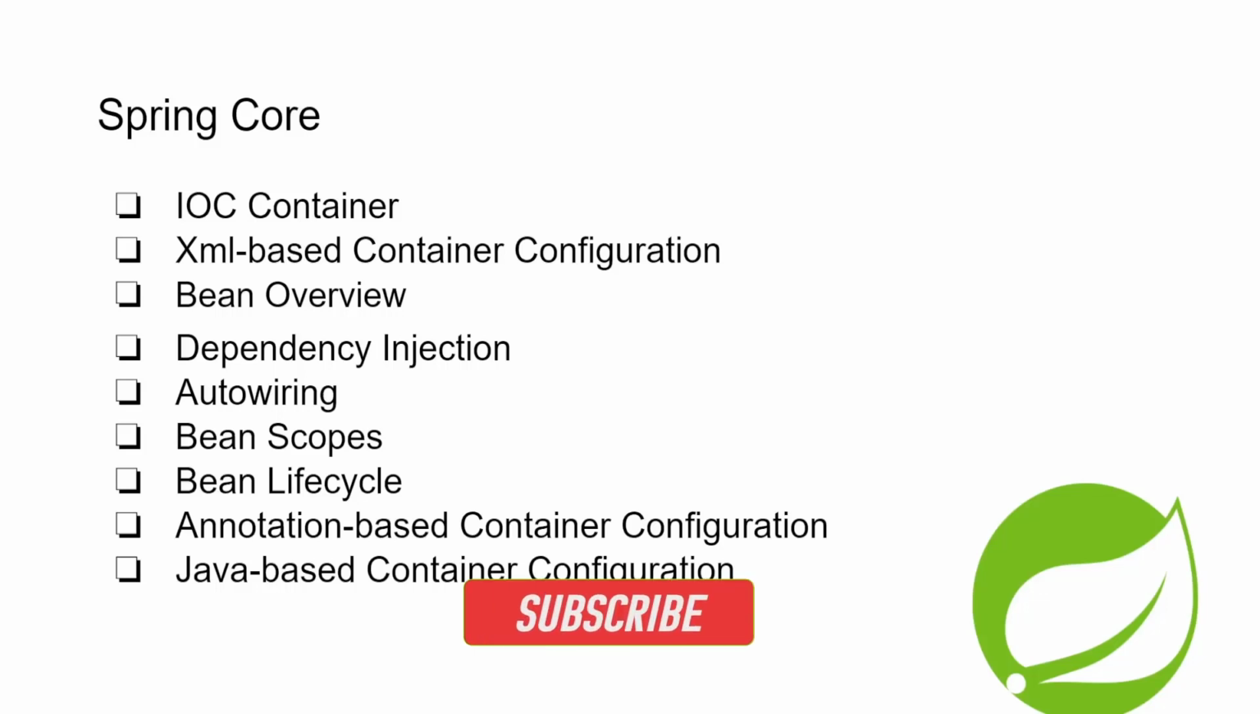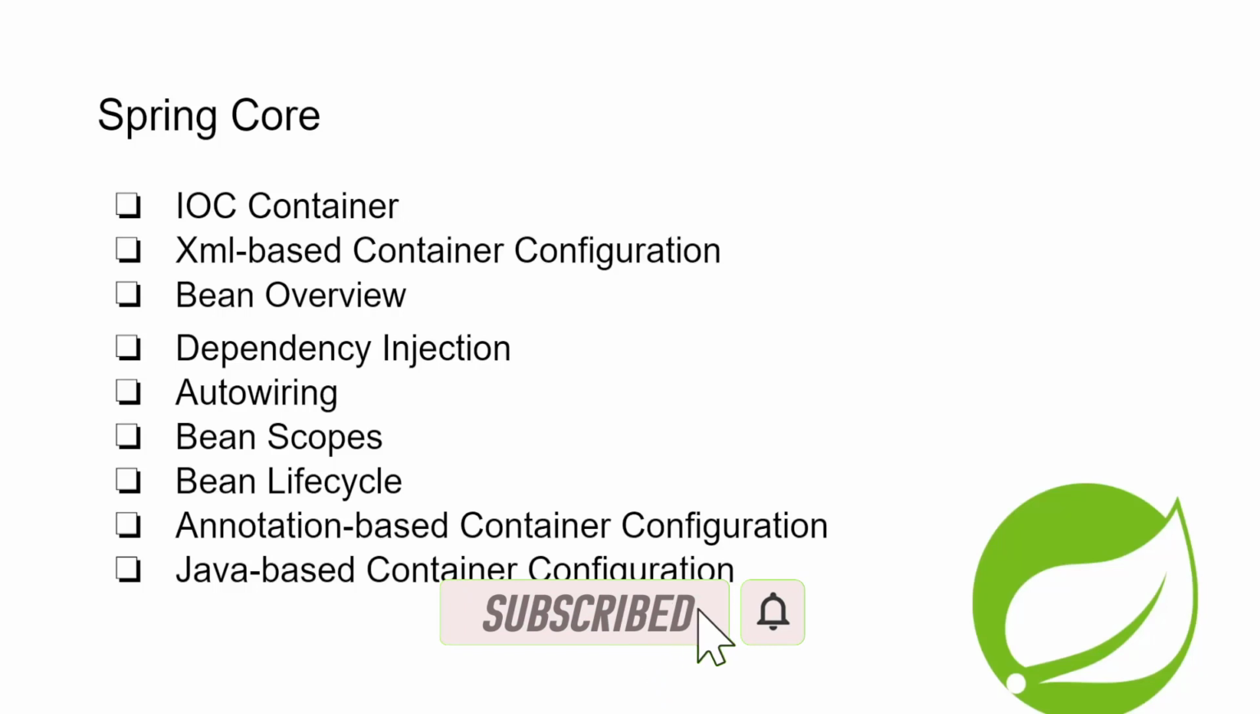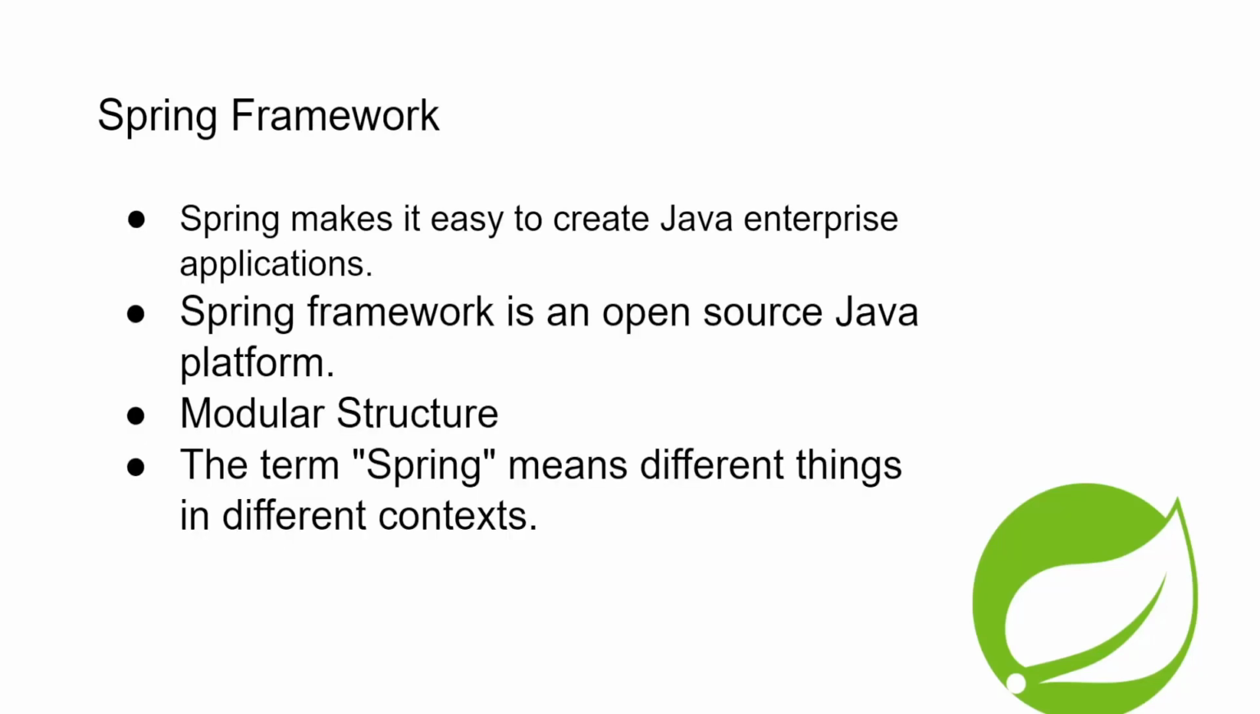We have different concepts in Spring Core: the design principles, the IOC container, and dependency injection. We'll discuss all of these in this video. The Spring Framework was introduced in 2003 and it makes it easy to create Java enterprise applications. It's open source, as we all know. The code is available on GitHub, so we can check the code as well. And Spring is divided into several modules that we'll check later in this course.